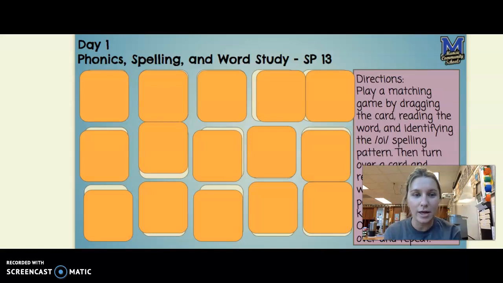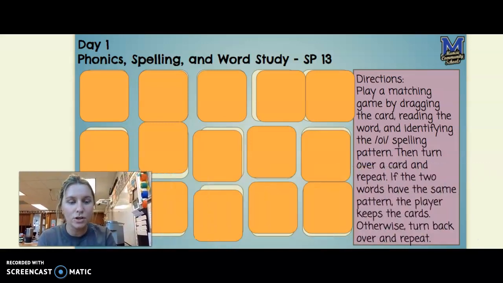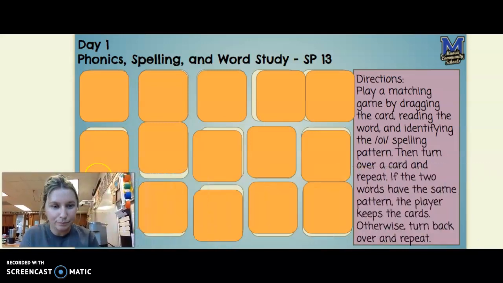Today you're going to play a matching game alone or with a partner, depending on what your teacher tells you to do. And the directions say play a matching game by dragging the card, reading the word, and identifying the oi spelling pattern. Then turn over a card and repeat. If two words have the same pattern, then you get to keep those cards. If not, you'll put the orange piece back over and repeat.